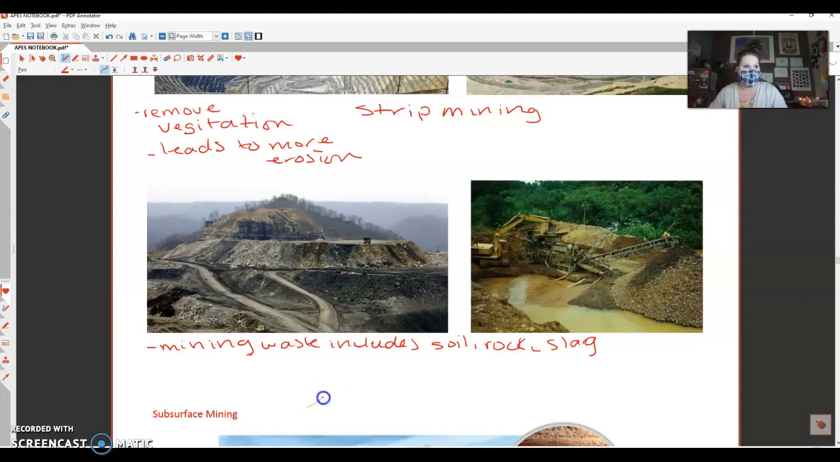All right, so slag is stony waste from separating rock and mineral. Now, when we have mining, another side effect is it also leaves behind what we call tailings.